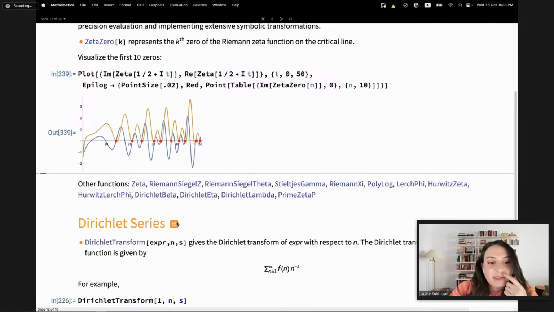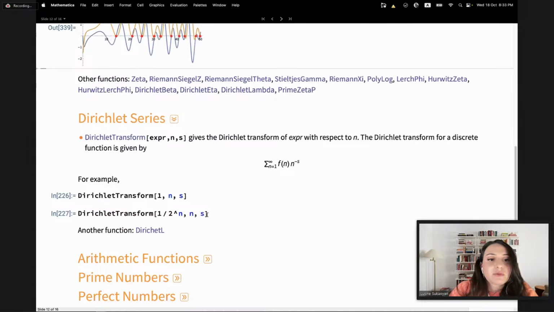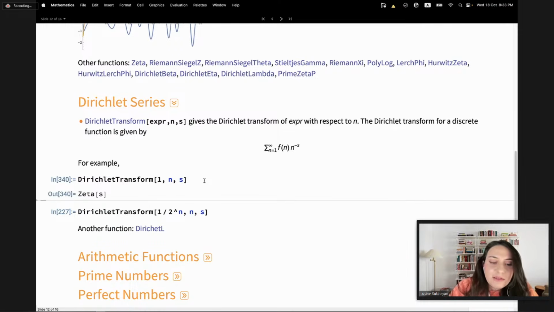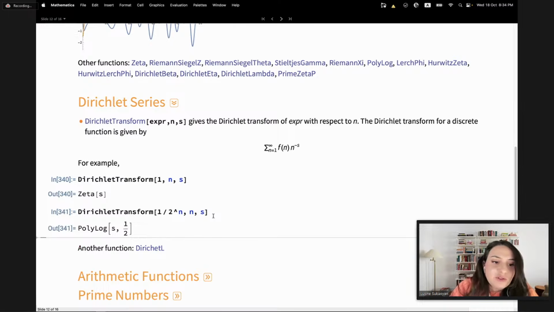The next subgroup is Dirichlet series. So Dirichlet transform is one of the functions here, and it just gives the Dirichlet transform of expression with respect to n. The Dirichlet transform for a discrete function is given by this sort of formula. For example, for the Dirichlet transform here, 1ns is just zs, and the Dirichlet transform in this case is just the function, the special function polylog. Another function here is Dirichlet L.